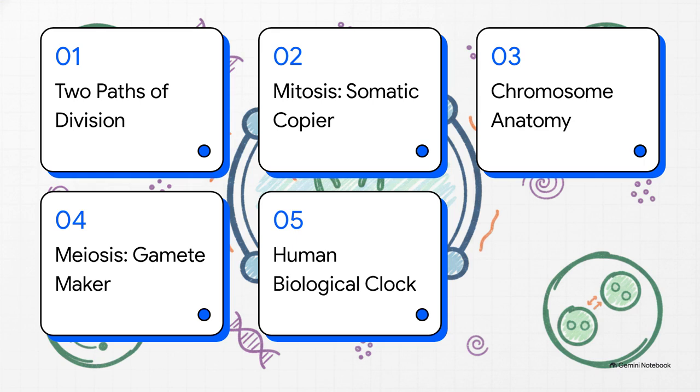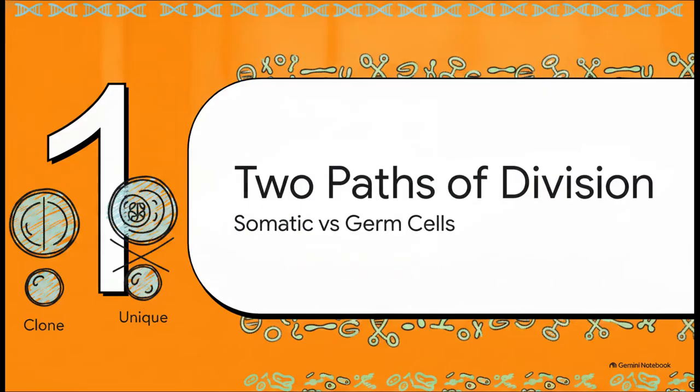We'll start with the two paths of cell division. Then we'll hit mitosis, the somatic copier. Third, we'll break down the anatomy of a chromosome. Fourth, we're getting into meiosis, the gamete generator. And finally, we'll look at how all this ties into the human biological clock. Okay, let's jump right into part one, the two paths of cell division.